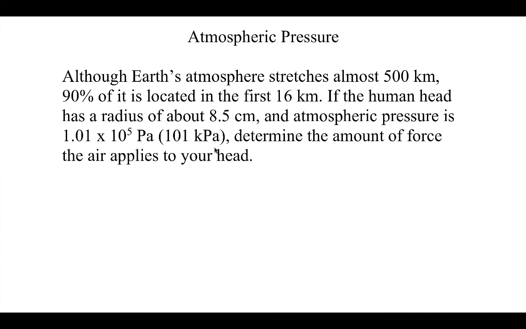The Earth's atmosphere stretches very far, over 500 kilometers or so, but 90% of the atmosphere is actually in the lower 16 kilometers of the air. It gets much, much thinner as you go up. So the human head has an average radius of about 8.5 centimeters. Let's figure out how much force is actually being applied due to 16 kilometers of air pressure sitting on top of us. Now again, that's assuming it's uniform, and that's close enough. So again, pressure is force over area. The force applied to the surface of our head would be that air pressure times the area it's being applied to, which would be based on the radius of our head.